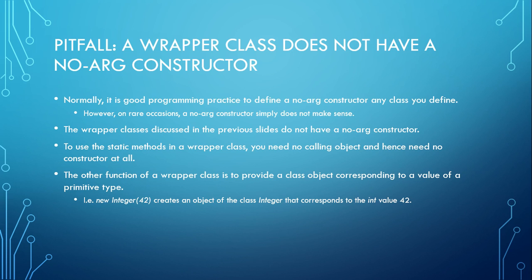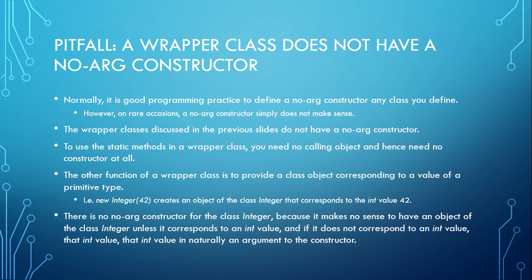So, for example, new Integer(42) creates an object of the class Integer that corresponds to the int value 42. There is no no-arg constructor for the class Integer, because it makes no sense to have an object of the class Integer unless it corresponds to an int value. That int value is naturally an argument to the constructor. I think I have a duplication here, so that argument looks like I kind of repeated it.